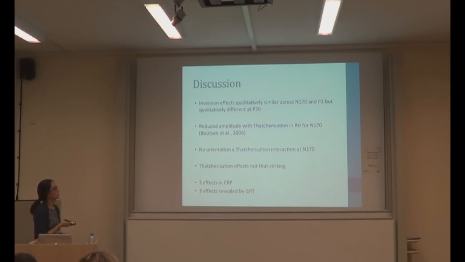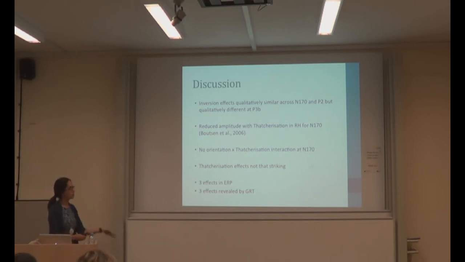We found reduced amplitude with factorization in the right hemisphere at N170, which is consistent with previous findings of factorization reducing amplitude at N170. We didn't find an interaction of orientation and factorization at N170, which you might predict given the phenomenology of the illusion, that you'd expect to see some sort of interaction between the two. But that's not particularly striking because overall we didn't really find any main effects of factorization.